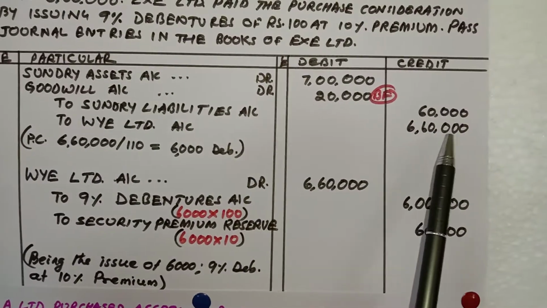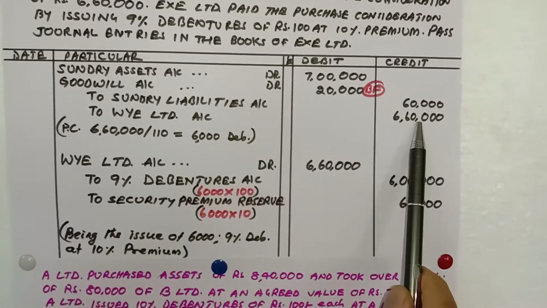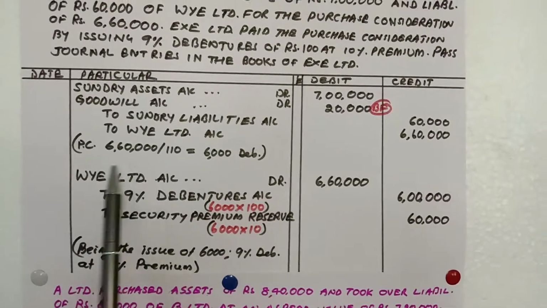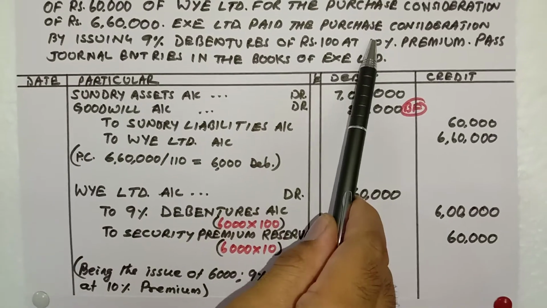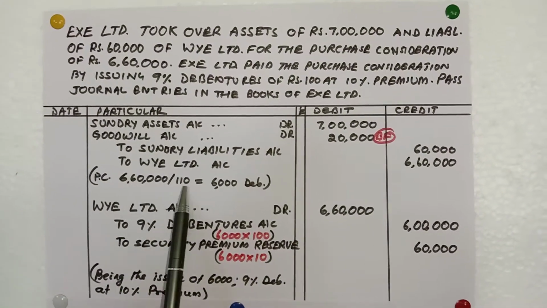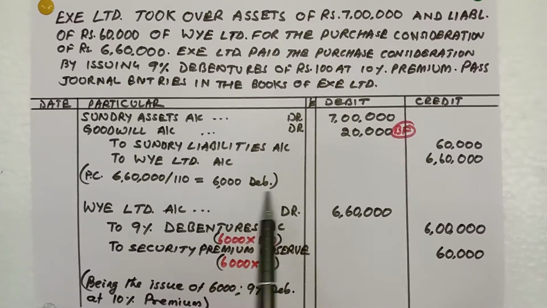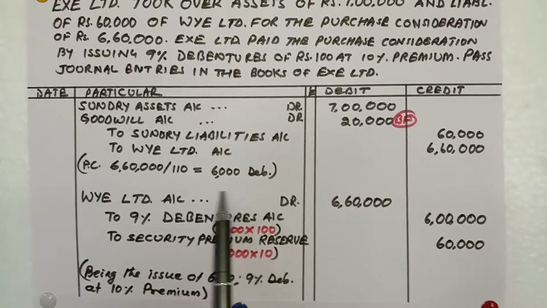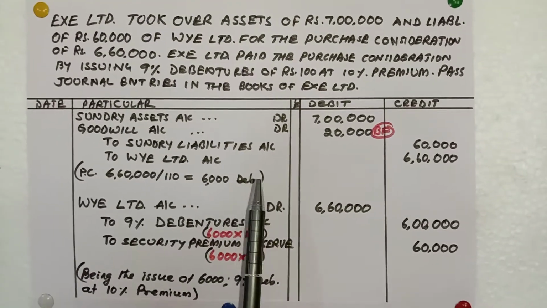Now how many debentures might have been issued? Purchase consideration is 6,60,000. Now what is the total cost? That is 100 rupees plus 10%, so it will become 100 plus 10, 110. So when you divide, you get the number of debentures, that is 6,000 debentures. So you can multiply 6,000 debentures with 10 rupees later.